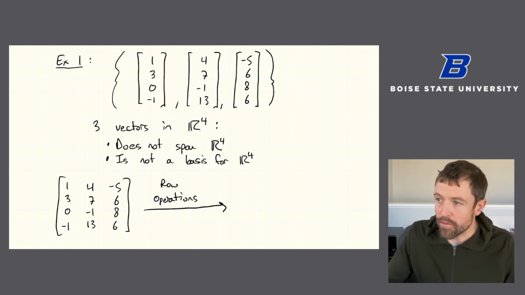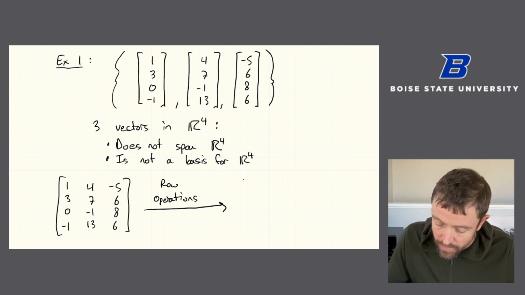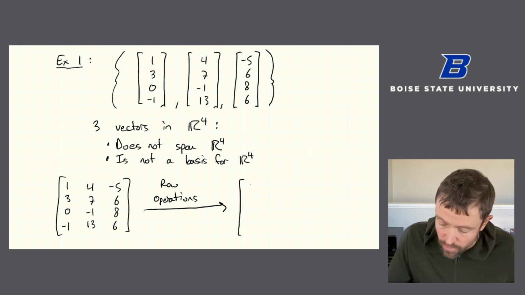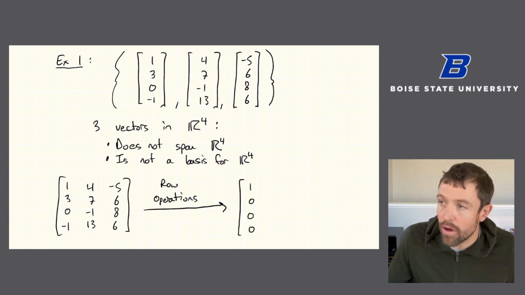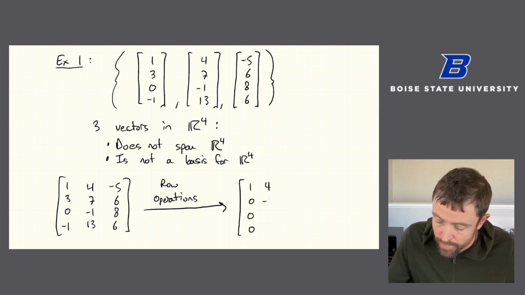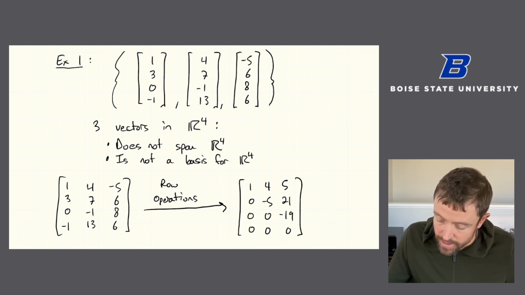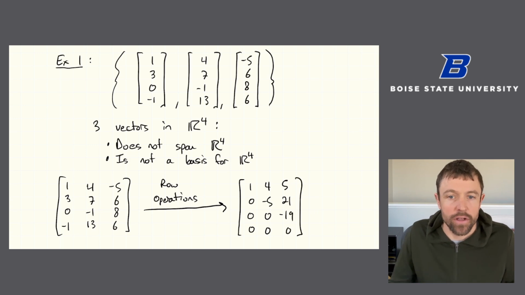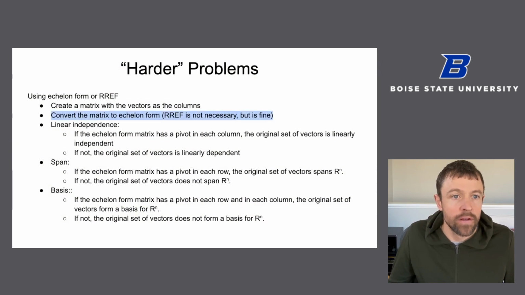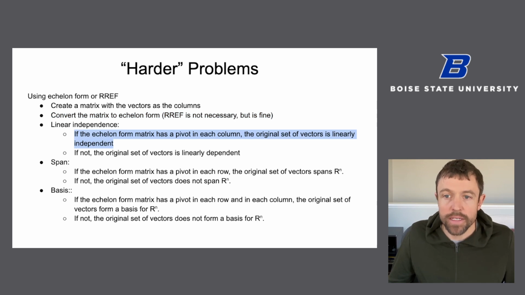So we have a series of row operations, and in this case, we're trying to figure out if it's linearly independent, and once we get to echelon form, we don't actually need to go all the way to reduced row echelon form. Well, that would work as well. We can figure out whether this set of vectors is linearly independent. And what are we going to look for in our echelon form matrix? We want to look at whether there's a pivot in each column. So if each column contains a pivot, the original set of vectors is linearly independent, and if not, the original set of vectors is linearly dependent.